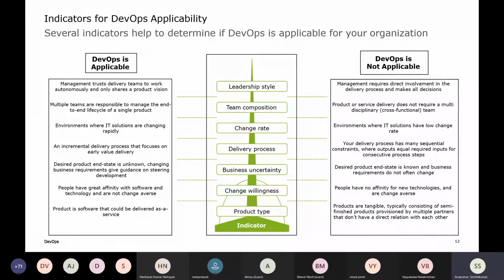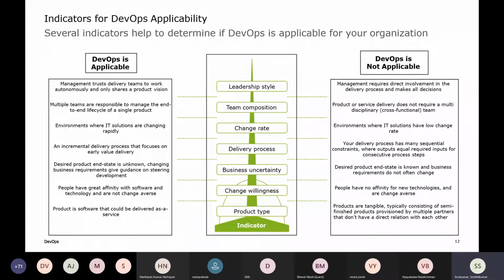For that, there are indicators. In the indicators, there is a list of items like product type, change willingness, business uncertainty, delivery process, change rate, team composition, and leadership style. So these are all the indicators. These are consolidated; there are many indicators available in the market based on different products and different business-driven mechanisms, but these are the common ones consolidated here.